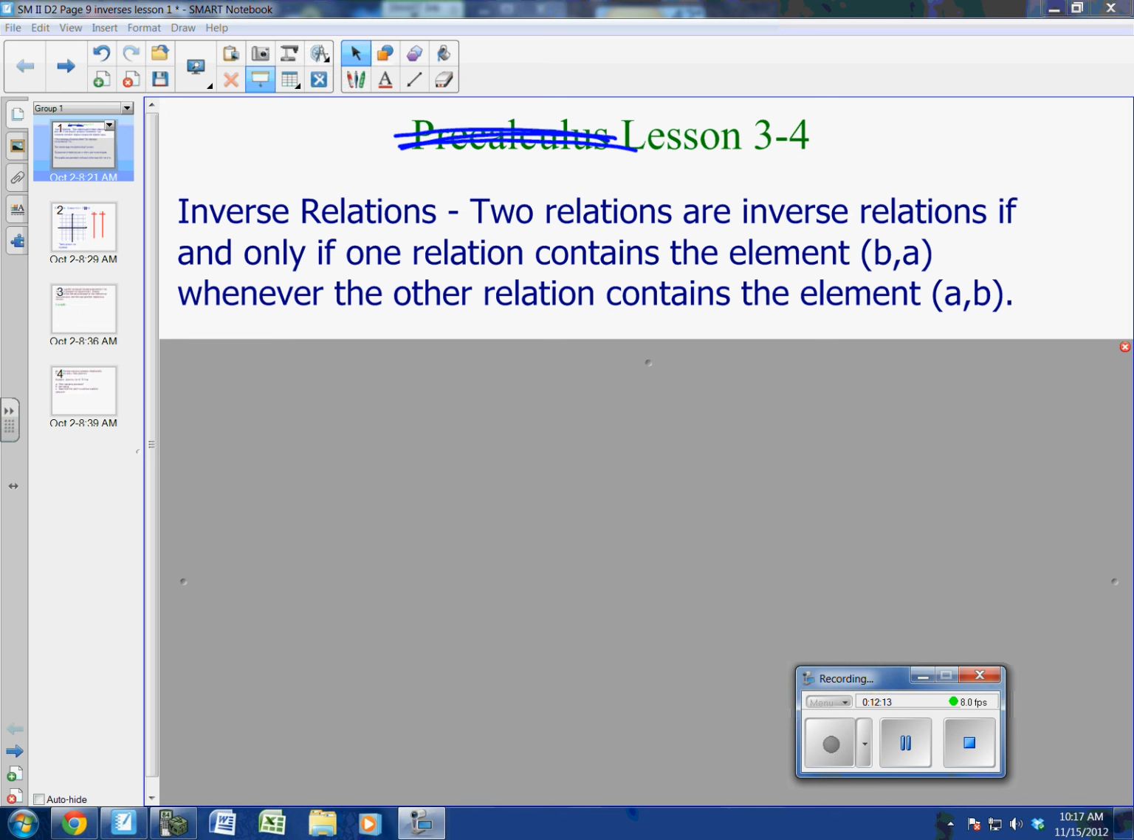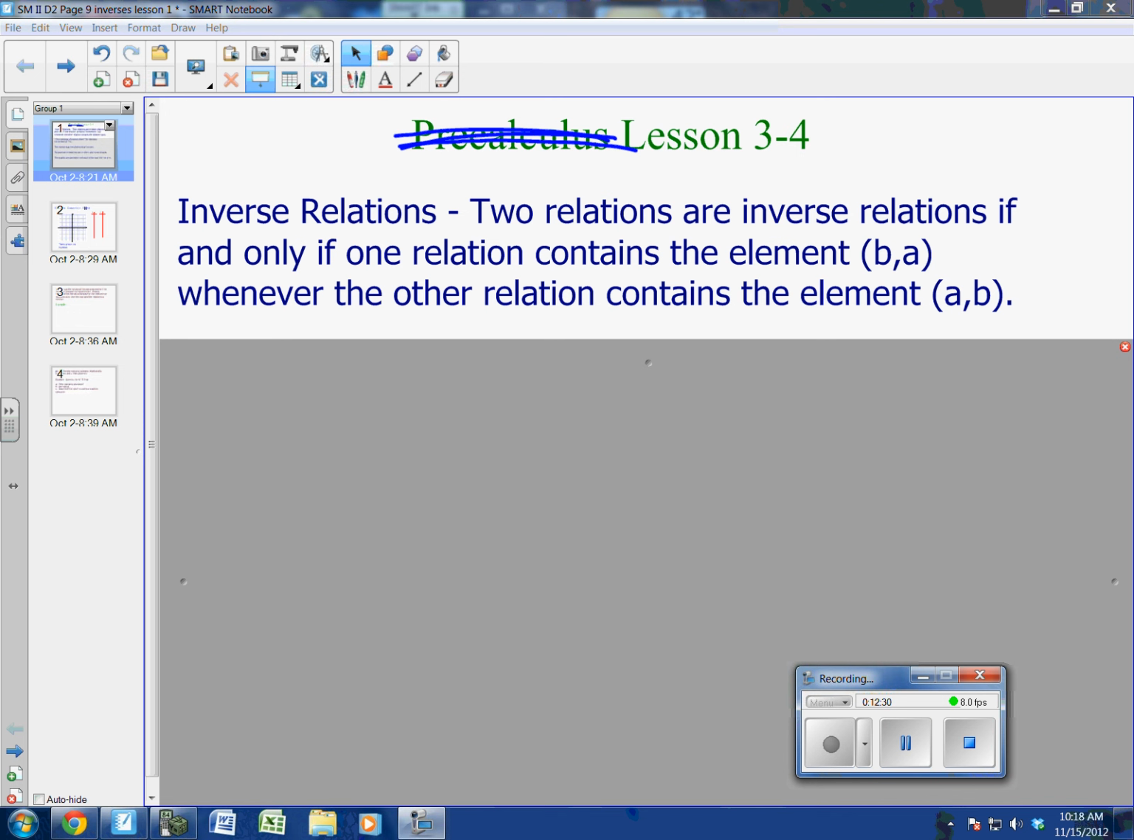So by the time you're done, you're going to be able to tell whether a function has an inverse, and if it does, you're going to be able to figure out how to find it. And then you're going to be able to understand how to restrict the domain of a quadratic function so that it has an inverse.